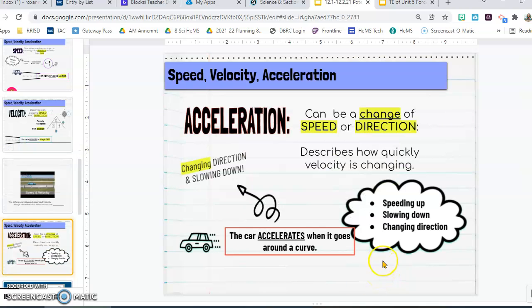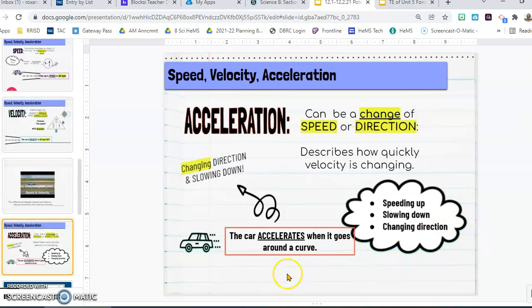The bottom of slide 7 is speed, velocity, and acceleration. So you're going to pause here, drag and drop what's on this slide from the left or right side. Acceleration can be seen as a change in speed or direction. The car accelerates when going around the curve. So speeding up, slowing down, changing direction, so the car could turn to the left. That would be a change.